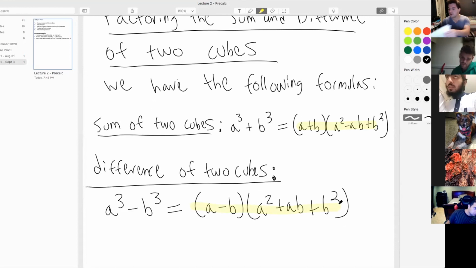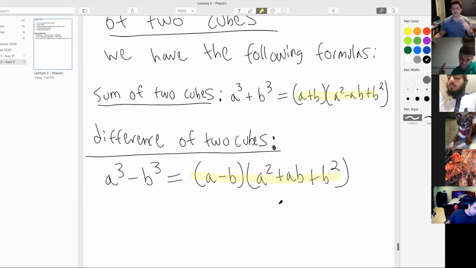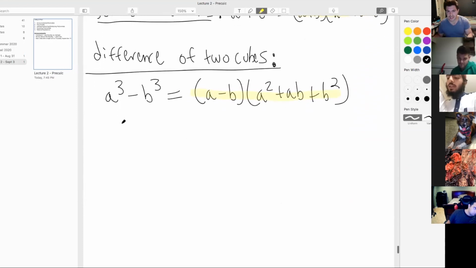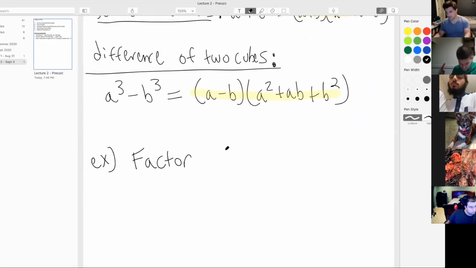Okay, let's use this formula. I'm just going to do one example just because we're running out of time and I still have another topic to do. We'll just do a difference of two cubes. Factor 8x cubed minus 125.